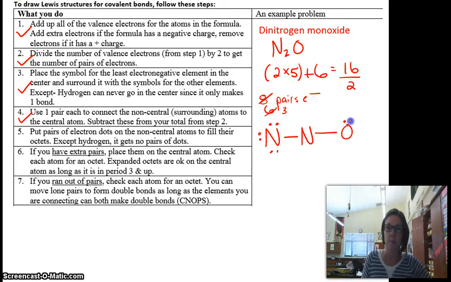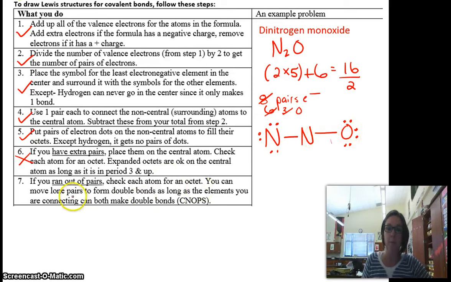So I'm going to put 1 pair, 2 pairs, 3 pairs, and that fills that octet. I have no electron pairs left. If you have extra pairs, nope, move on. If you ran out of pairs, yes I did. Check each atom for an octet. If yes, you have an octet. If no, like this one: 1 bond and 1 bond, that's a total of 4 electrons. I don't have an octet here, but this one does.